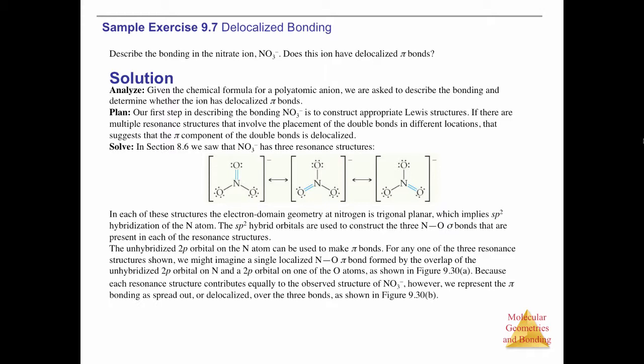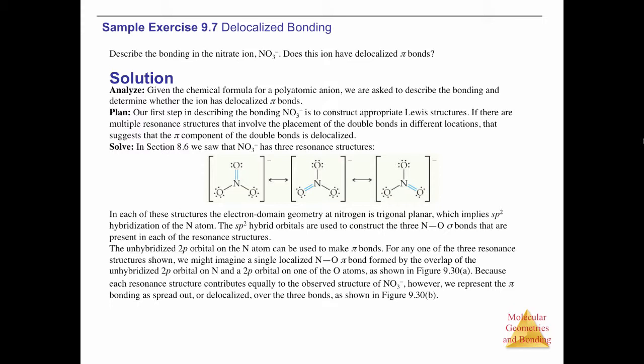Does this ion have delocalized pi bonds? Well, we just discussed this. In each of these structures, the electron domain geometry at nitrogen is trigonal planar, which implies sp2 hybridization of the nitrogen atom. The sp2 hybrid orbitals are used to construct the 3 NO sigma bonds that are present in each of the resonance structures. The unhybridized 2p orbital on the nitrogen atom can be used to make pi bonds.